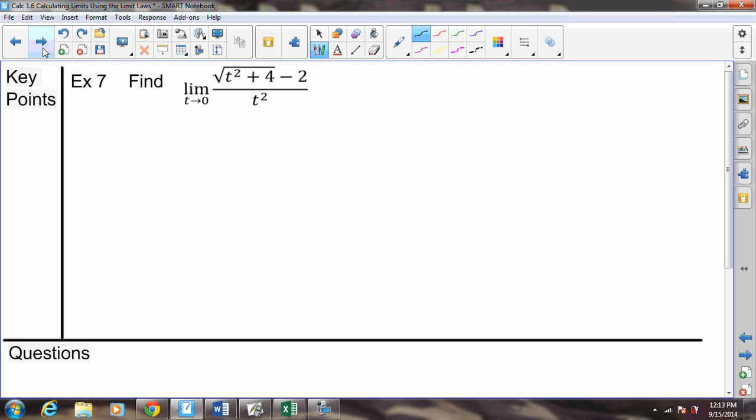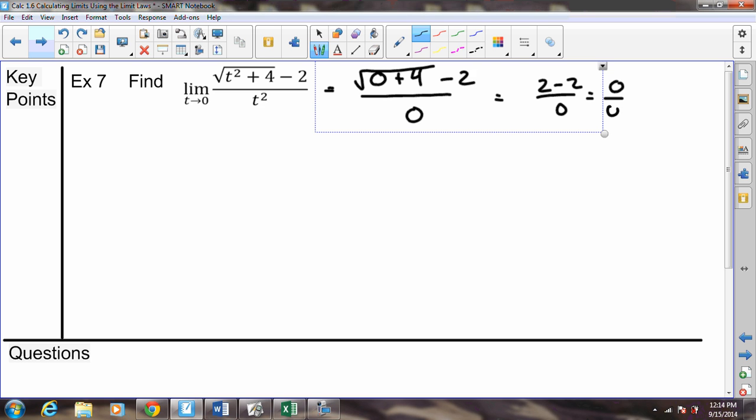Example 7. If we try doing direct substitution, what do we get? The square root of 0 plus 4, minus 2, over 0. So 0 plus 4 is 4, the square root of 4 is 2. We wind up with the same problem of 0 over 0, and we say, crap, what do we do?